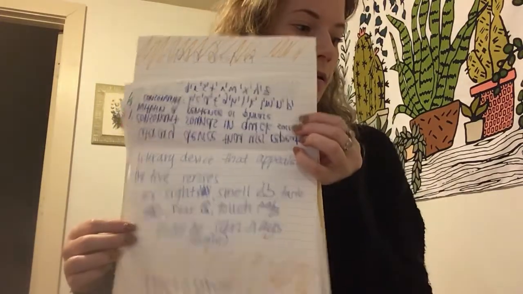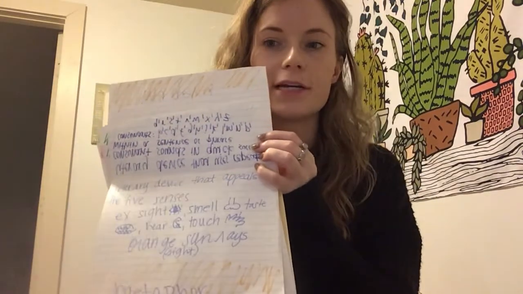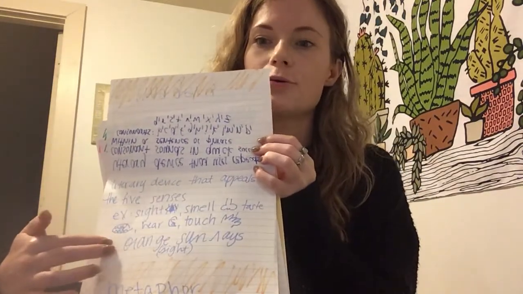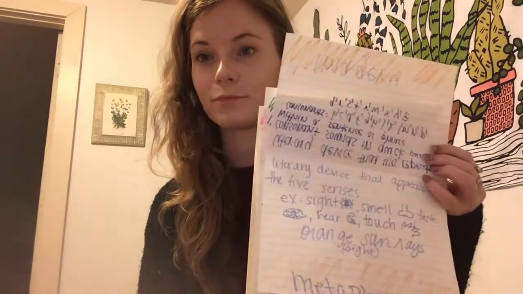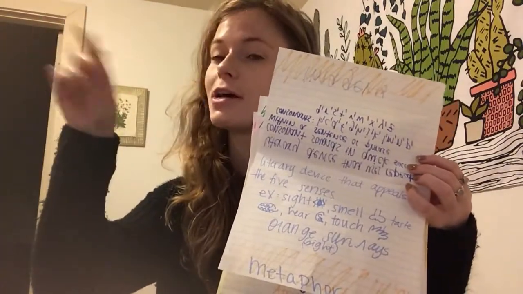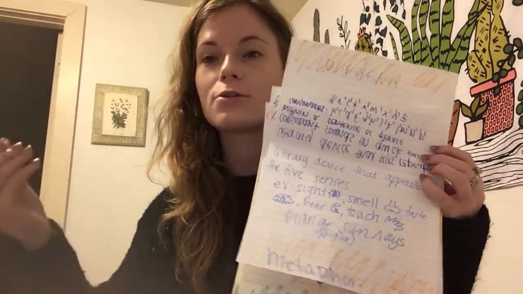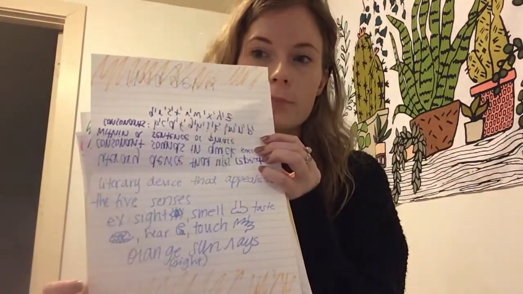In our poem that we're going to read, there's a reference to orange sun rays. I don't know about you, but when I think of orange sun rays, I can clearly picture that. That appeals to my sight. So I wrote that down as an example to remember.